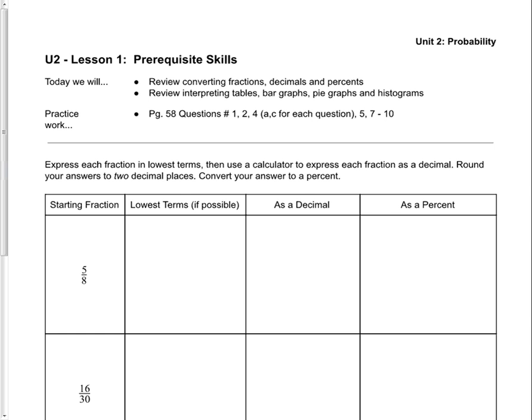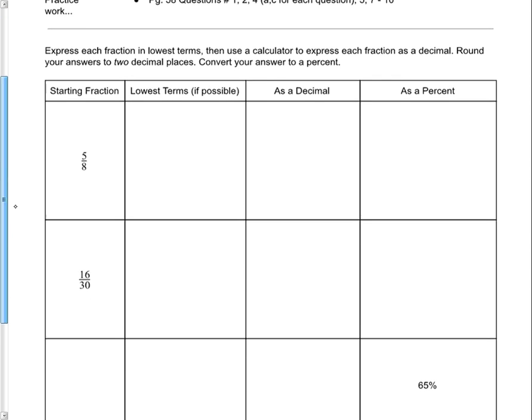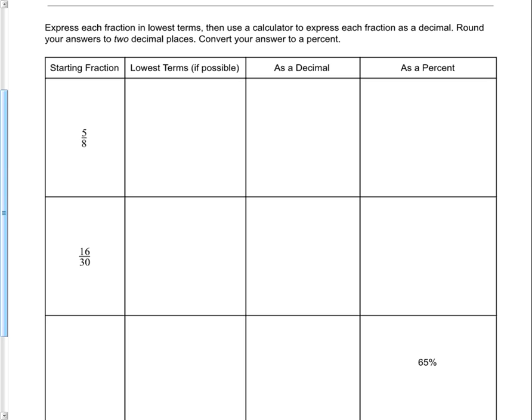So we're going to do some practice using this table that we have in front of us here. We're going to express each fraction in lowest terms. Then we're going to use our calculator to express each fraction as both a fraction as well as a decimal. Then we're going to round our decimal answers to 2 decimal places if necessary. And then we're going to convert it finally as a percentage. You'll notice here we have multiple fractions. We'll look at this first row here where our starting fraction is 5/8. So 5/8 is our starting fraction, and that's what we're going to be working with as we're taking a look at this piece.